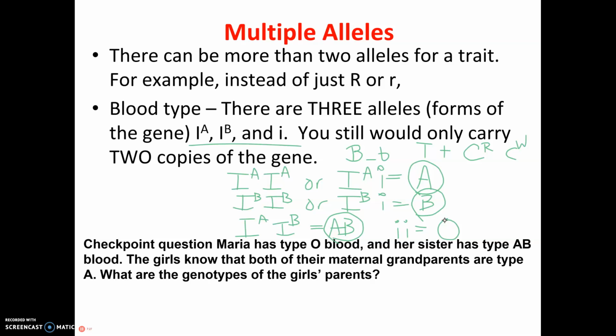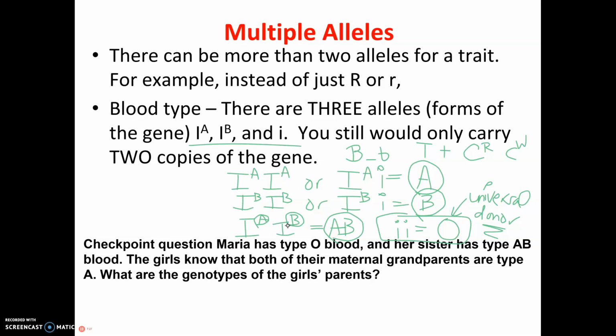But since O is recessive, people with type O don't actually have any of those proteins on their blood cells, and so they won't cause a reaction in anybody. So they're sometimes called the universal donor. We're not really going to focus on that, because today we're talking more about the genetics of it. But O is the universal donor. They can donate to anybody because they don't have this protein A or B on their blood cells.